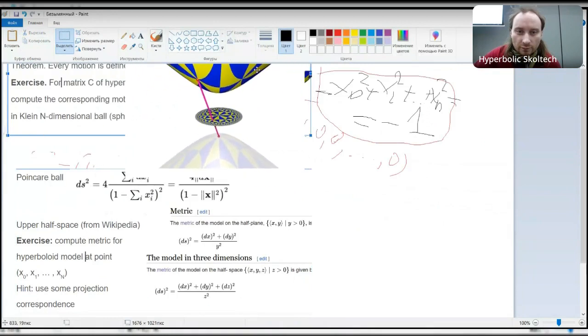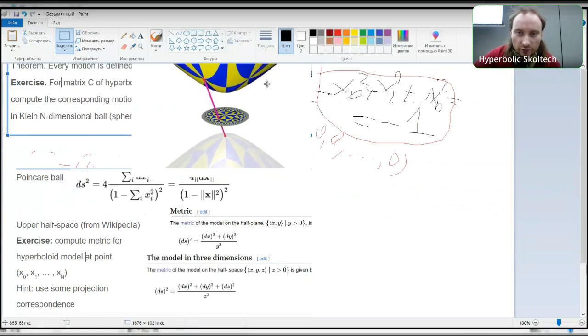So this is x0 equals 0. This is the point minus 1, 0, 0, 0, 0. And you take a central projection from this point to this plane. This is enough information for an exercise.